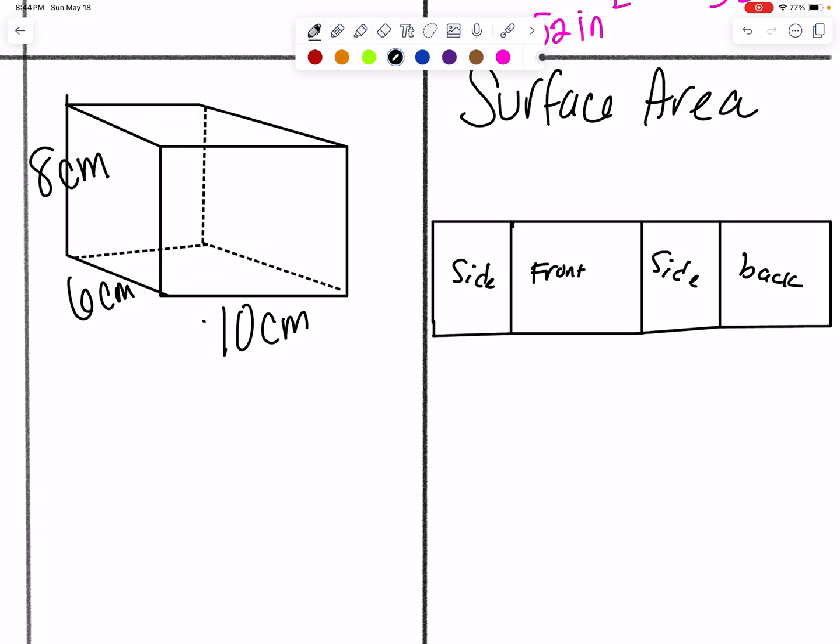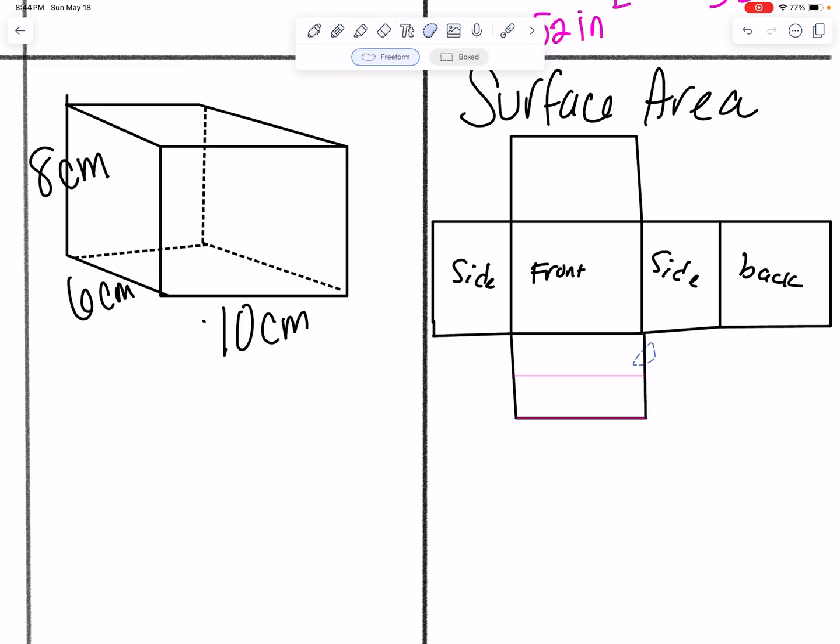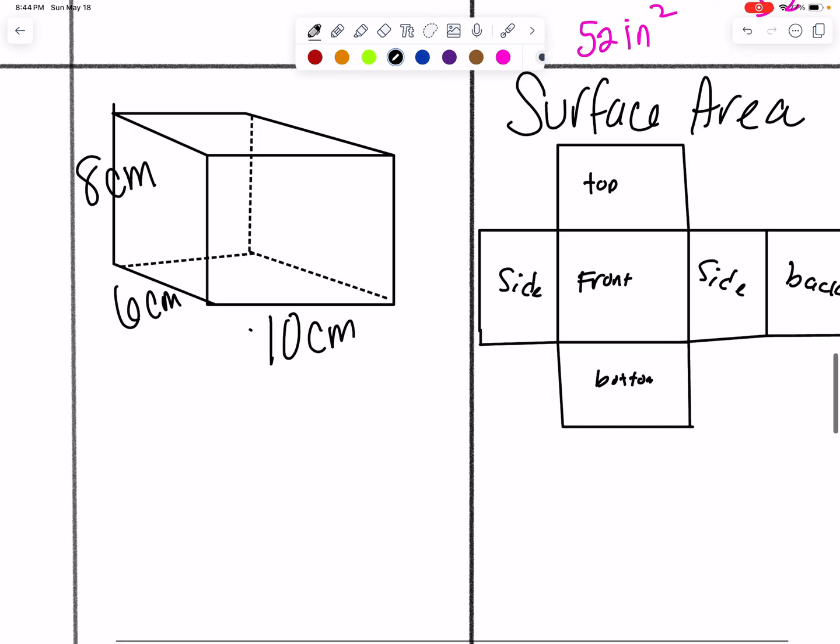So I'm going to do top. And bottom. Down the top and bottom. Oh my goodness, that is not good. Okay. Top, bottom. Now it's like labeling each one.